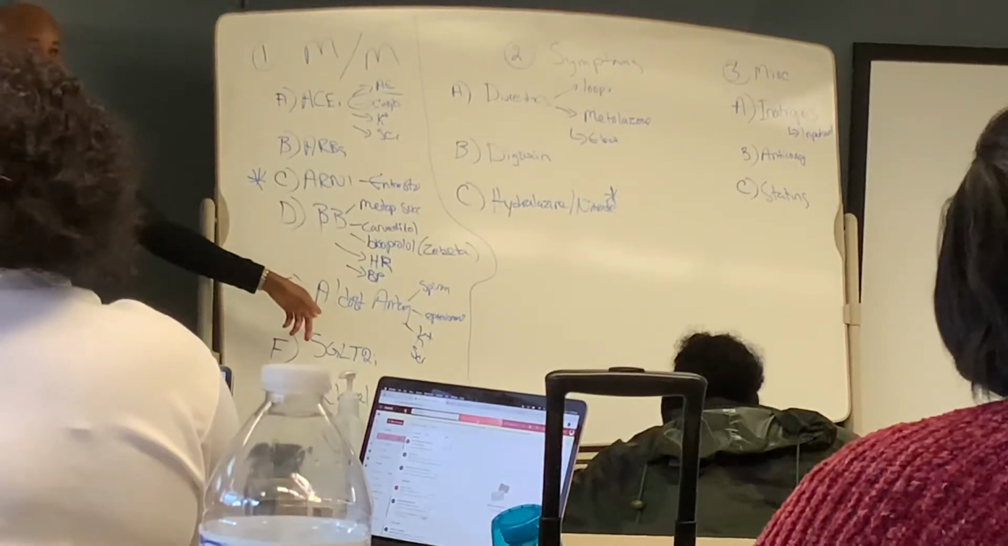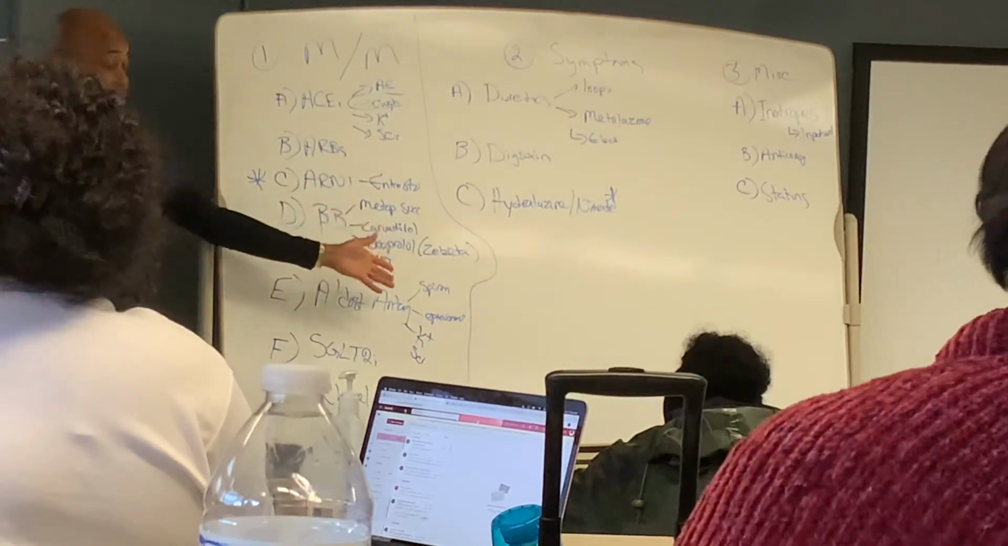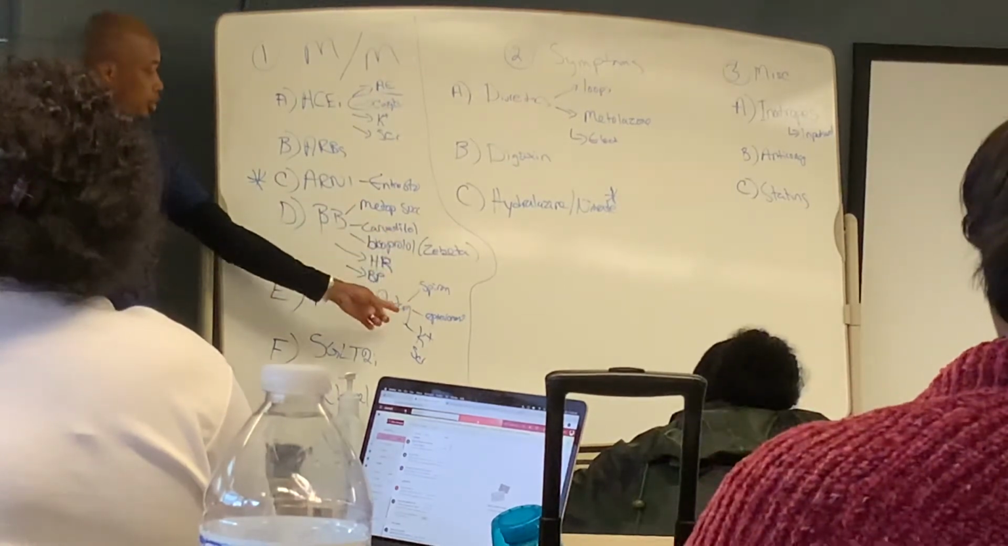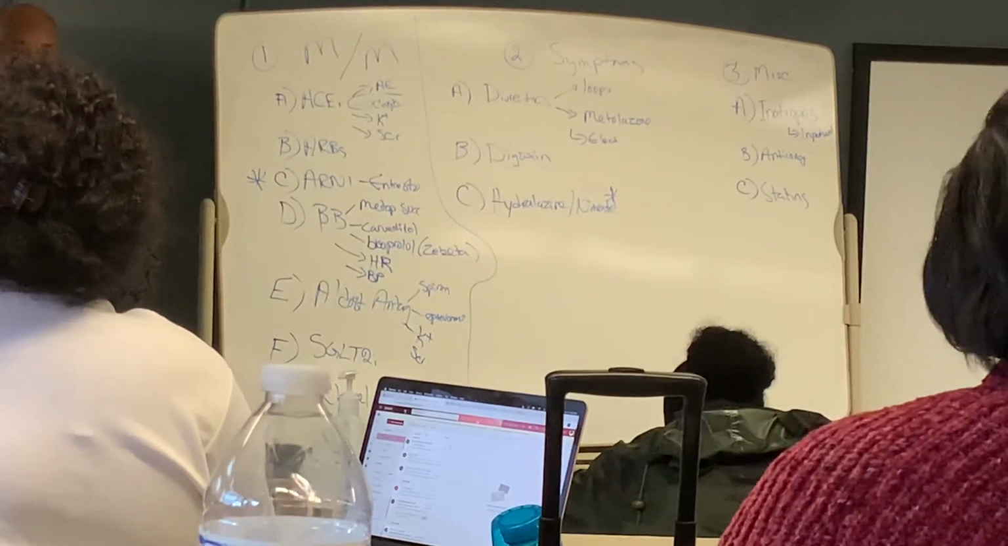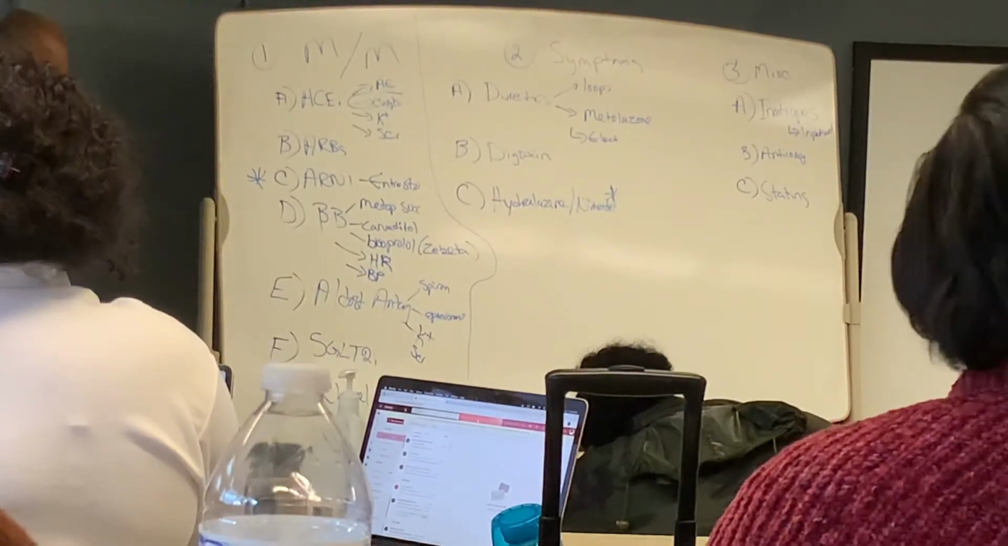Then of course we have our aldosterone antagonist, spironolactone, and eplerenone, okay? With spironolactone you may see gynecomastia, so eplerenone is the better bet to go with, okay? We also have to be careful with potassium and serum creatinine.